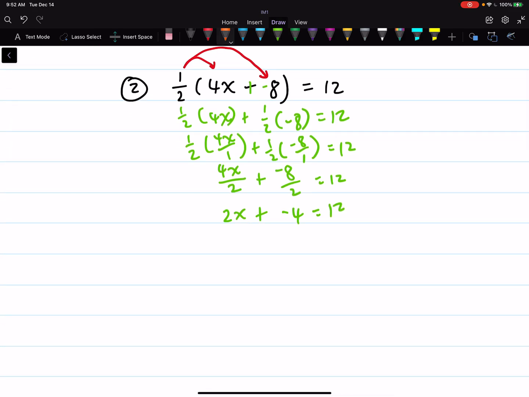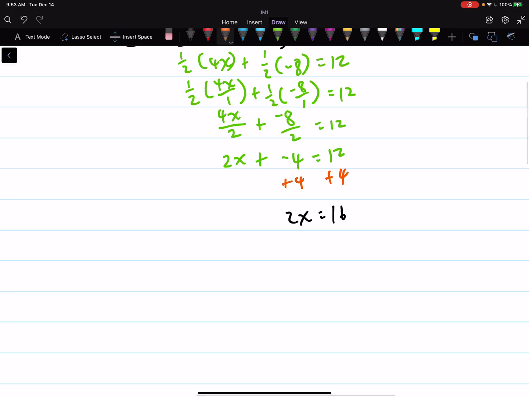And then I'm going to add 4 on both sides because I want all the variables on one side and all the numbers on the other. So if I get rid of this -4, I'm going to have all the variables on the left side is equal to 12 plus 4 is 16.